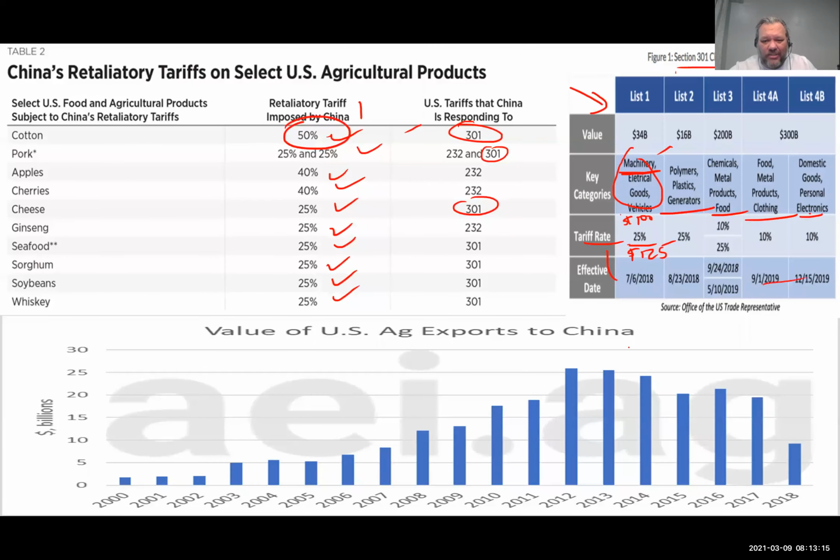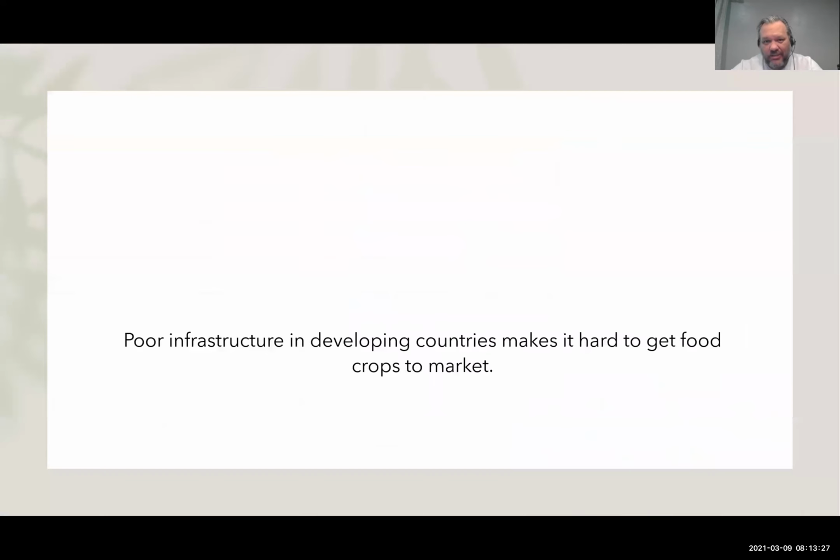Okay. And you can kind of see here, these are our agricultural exports to China. And we had this huge drop off in 2018. And so again, just the idea that political relationships have an impact on that kind of stuff.